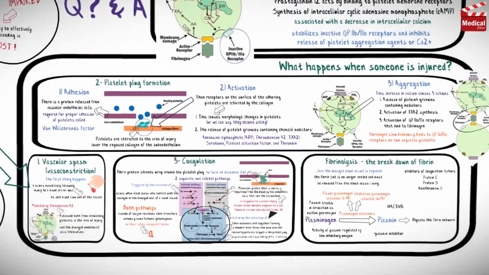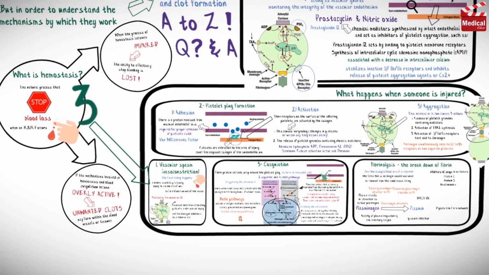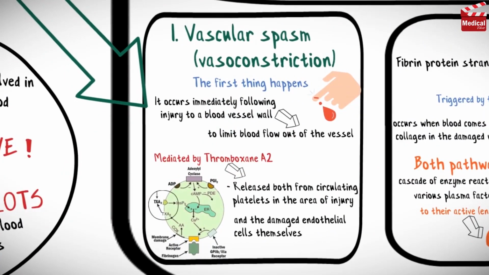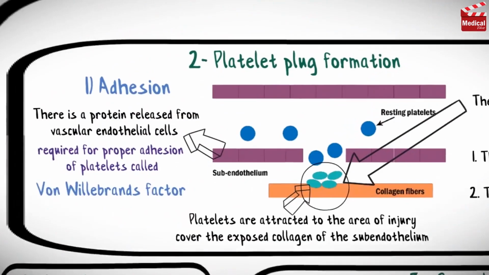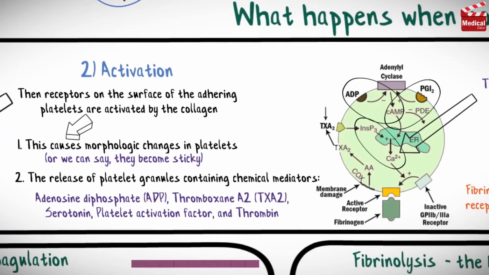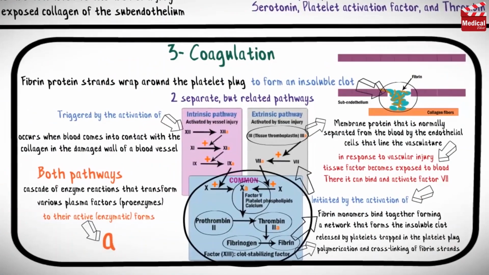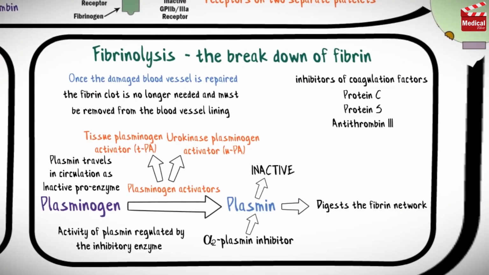So we can summarize what happens when an injury occurs, or in other words, the steps of hemostasis, in a sentence. First, vascular spasm occurs to limit blood loss. Then platelets adhere to collagen and the subendothelial cells, then get activated and release their contents. Then aggregate, forming a platelet plug. Then the blood coagulation cascade starts, forming a fibrin network, leading to an insoluble clot. And when healing occurs, plasmin digests fibrin and dissolves the clot. And that's it.